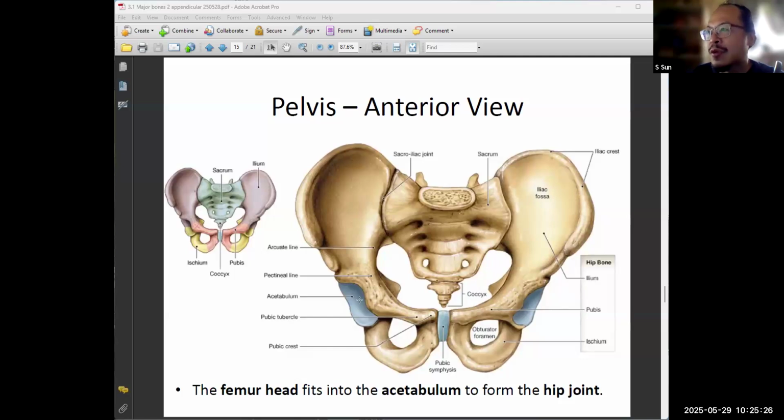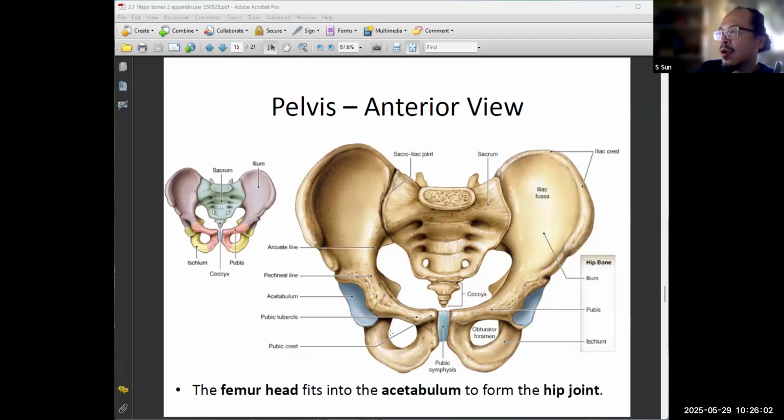This one is the acetabulum. This one allows the femur head to join, creating the hip joint. And then in the front here, we have the pubic tubercle, which allows muscle to attach to it. Here is the pubic crest. Where the two hip bones join in the front is called the pubic symphysis. This is a cartilage.